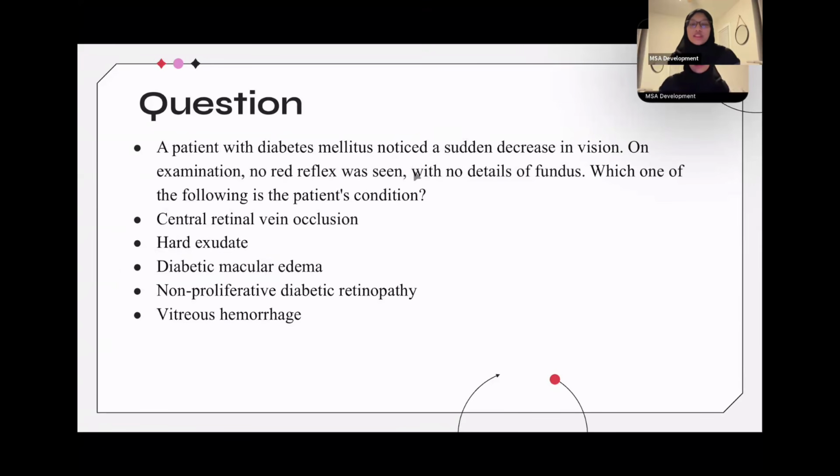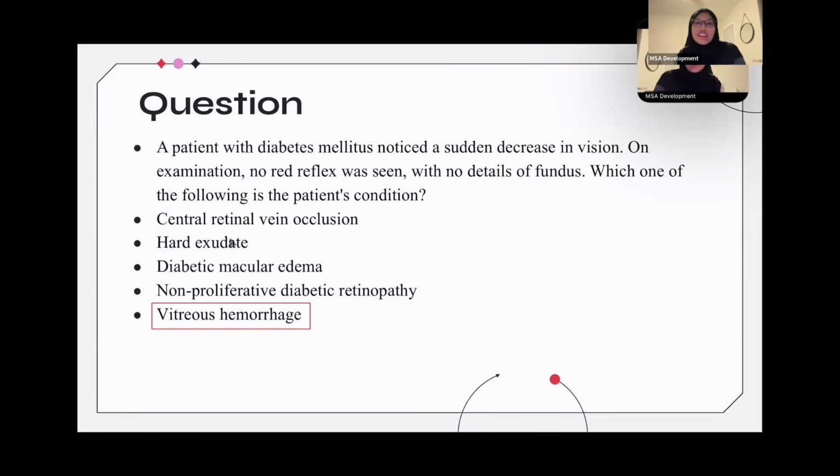A patient with diabetes mellitus noticed sudden decrease in vision on exam. Diabetes, okay, sudden loss, no red reflex, so corneal opacity, no details of fundus. So when they look in the fundus, they cannot see anything. So that means that there's something blocking, right? Then the answer is, what is it? Vitreous hemorrhage. Why is that? Because we said vitreous hemorrhage can happen in diabetes, acute loss, corneal opacity with blocking because of the blood in the posterior aspect. Central retinal vein occlusion will have blood and thunder, so you will see something in the fundus.